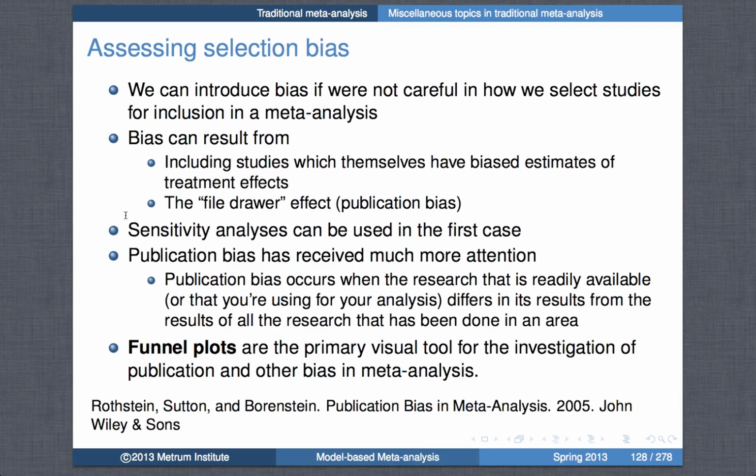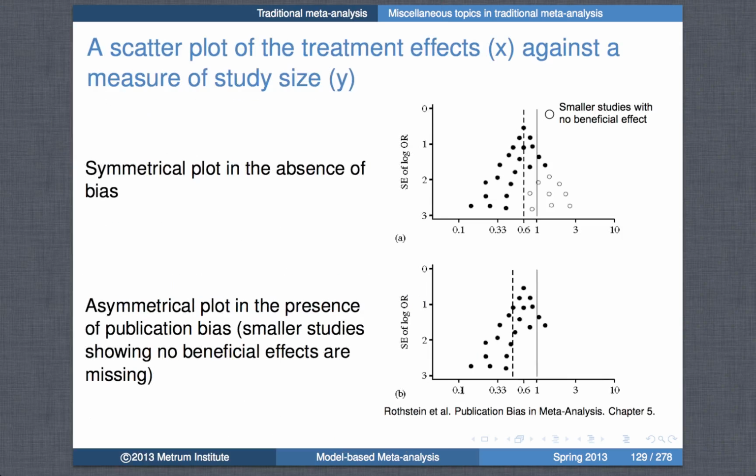And the primary tool that's used for that, at least up until maybe the last several years, was something called a funnel plot. And we'll look at how to make those and how to interpret those in the next few slides. If the notion of publication bias is something that's of interest to you and you really want to delve deeper into the topic, I would refer you to this book by Rothstein, Sutton, and Bornstein that was published in 2005. It's a whole book on publication bias and meta-analysis.